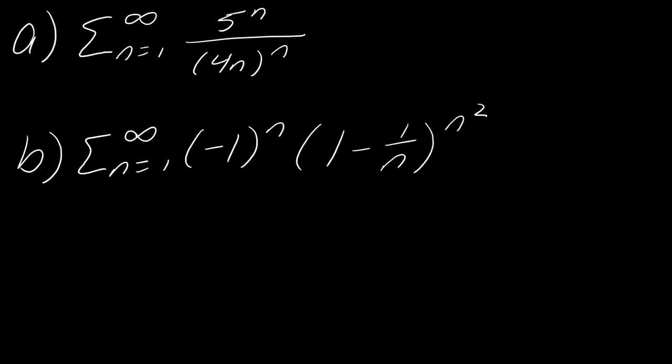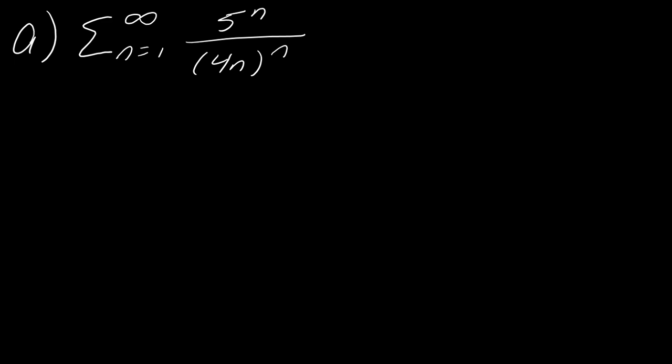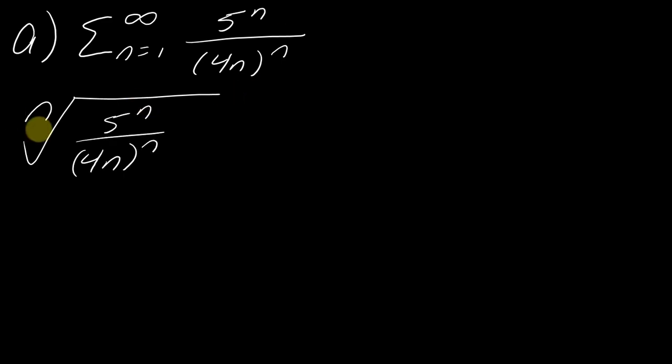Starting with the first one, I've got 5 to the n over 4n to the n. Let's set up the calculation here. The nth root is just going to cancel out both of these exponents, so this will become 5 over 4n. This is the perfect scenario for the root test, in that it's pretty simple to simplify this particular type of problem.